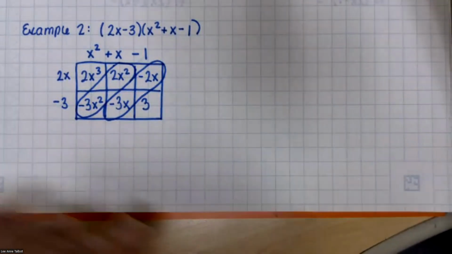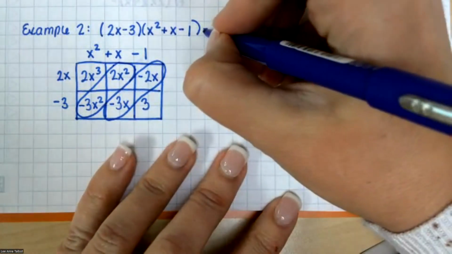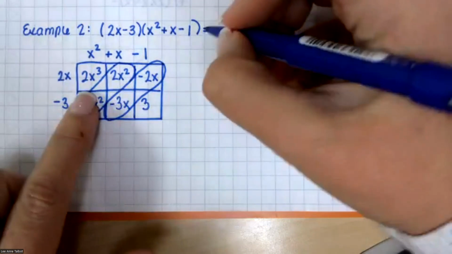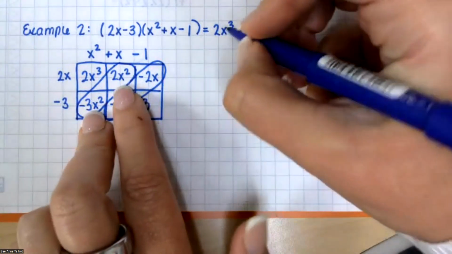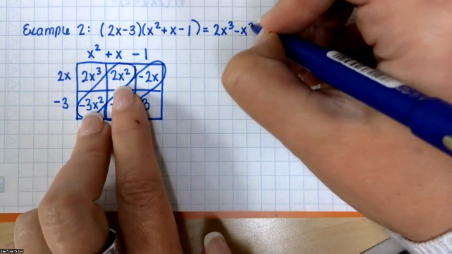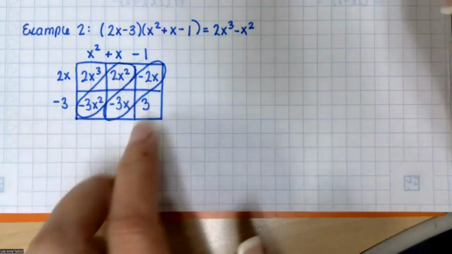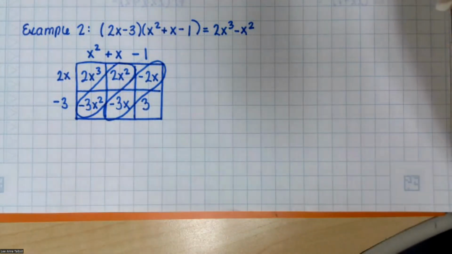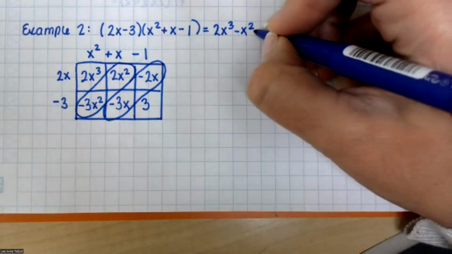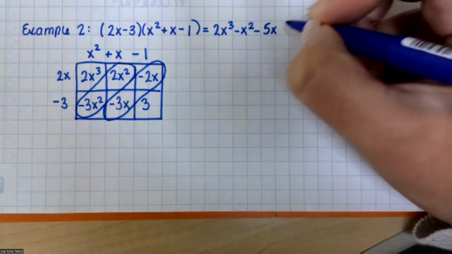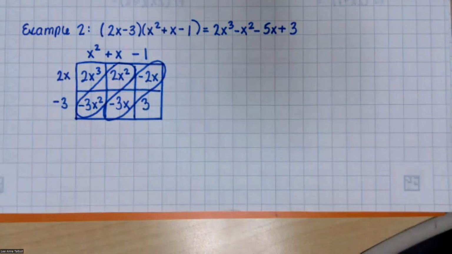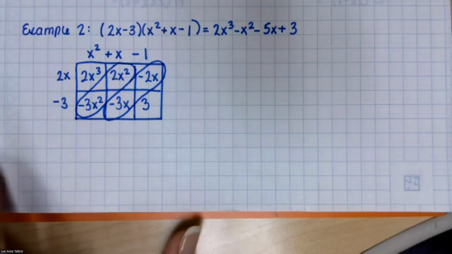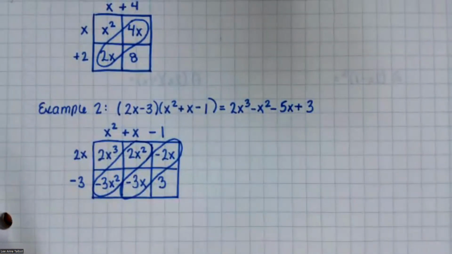Find your like terms. Okay. 2x cubed minus 1x squared, and I just put minus x squared. You could put minus 1x squared if you want to. Minus 5x plus 3. Okay, real quick. Wait. Pause. Just give me 1 second.